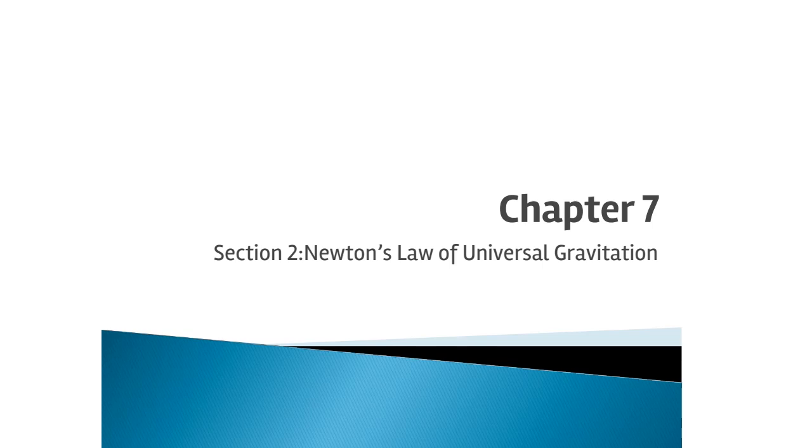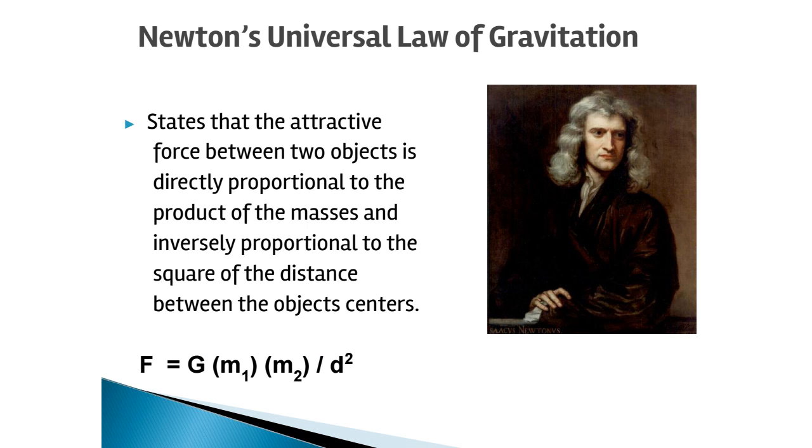Section 2 talks about Newton's law of universal gravitation. Newton's law of universal gravitation says that the attractive force between two objects is directly proportional to the product of the masses and inversely proportional to the square of the distance between the object's centers.